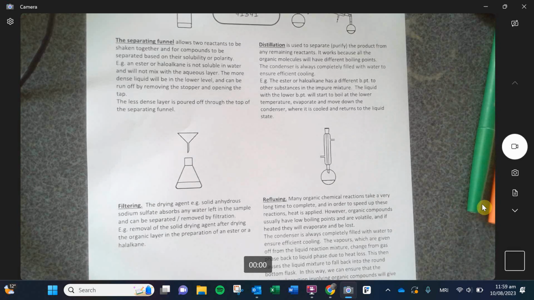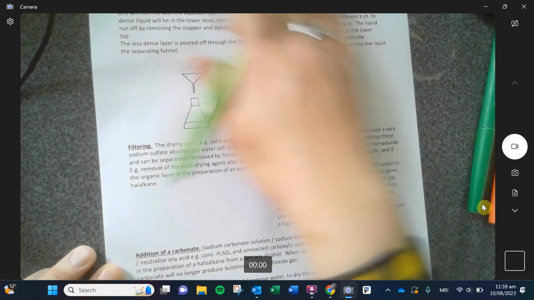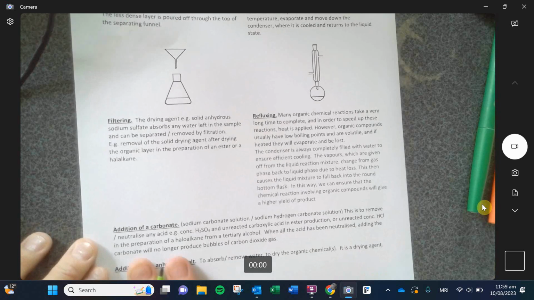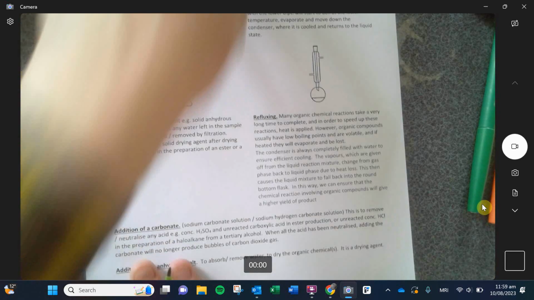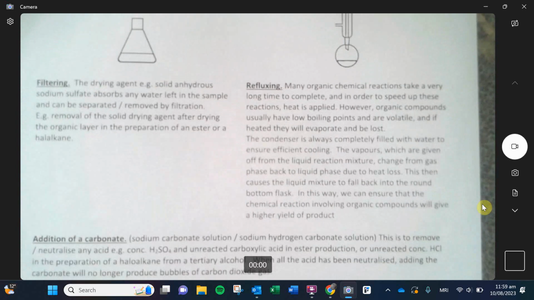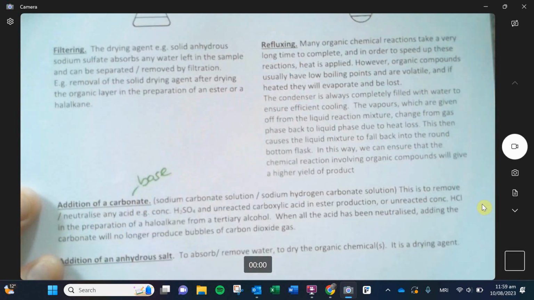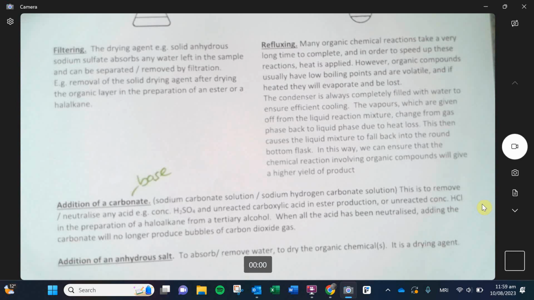This is organic. So, for example, I like to start with these because this is all equipment stuff. The addition of a carbonate. If you're thinking about your procedure steps and you're adding carbonate to it, remember that carbonate is a base, and we use that in order to neutralize acids.